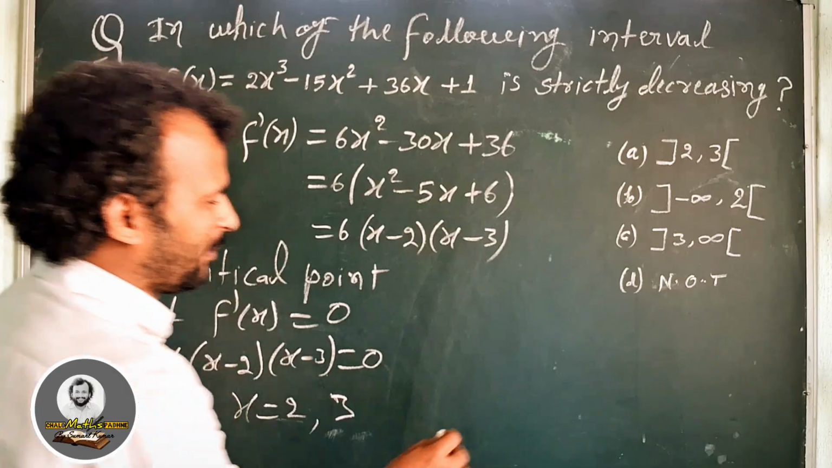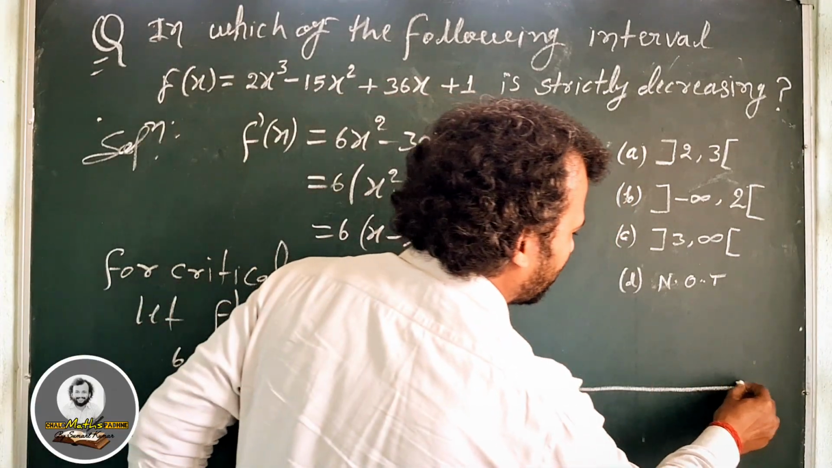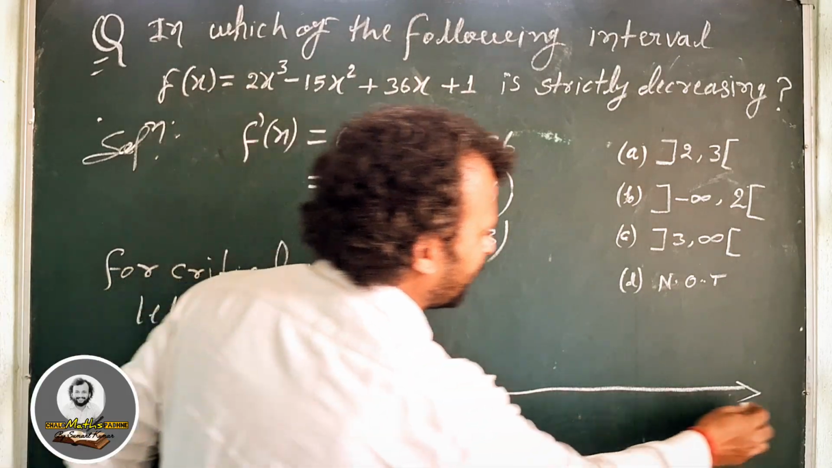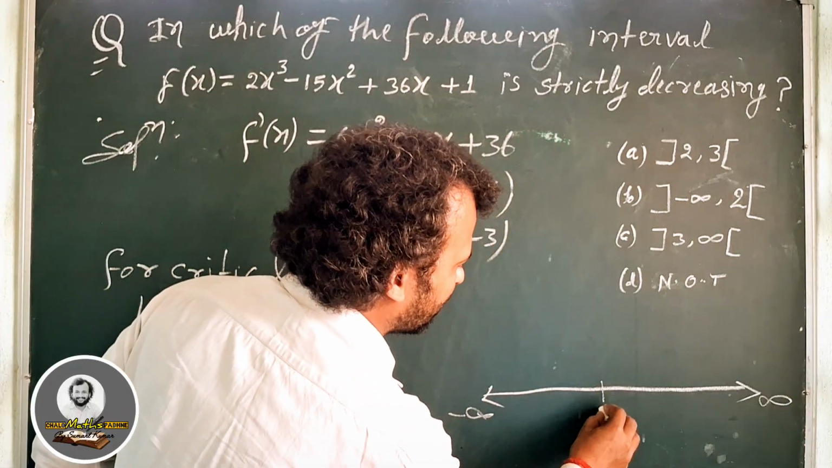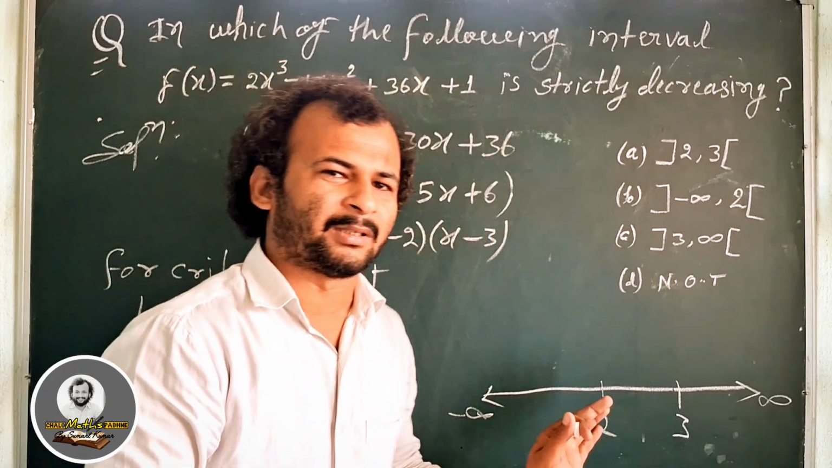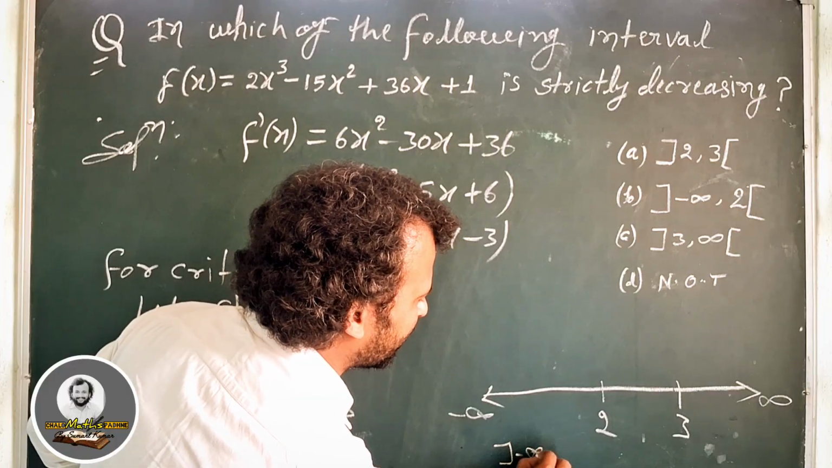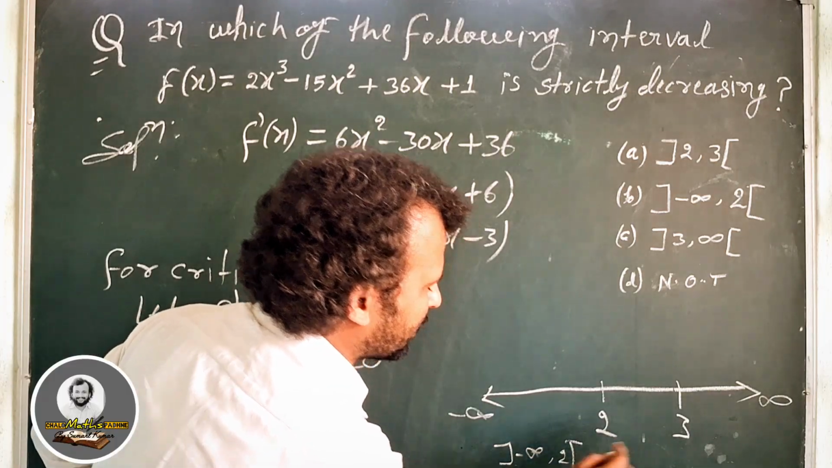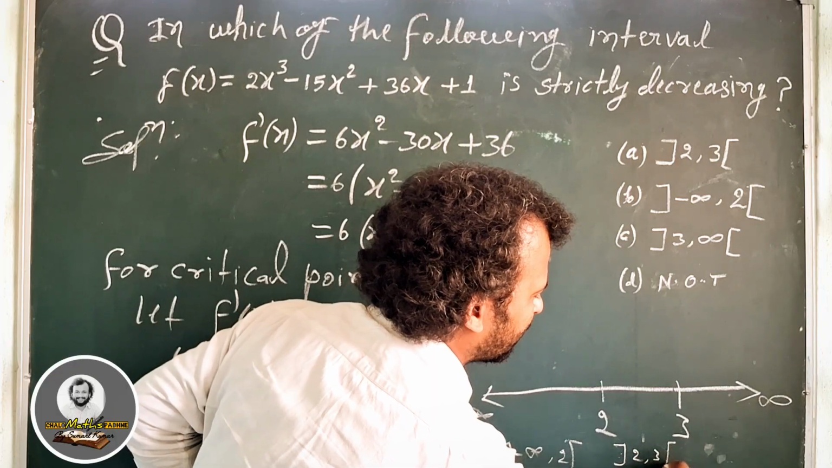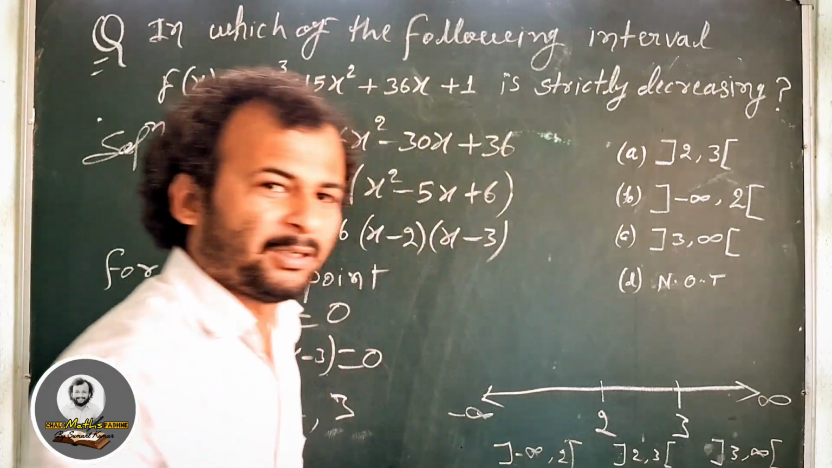Now we draw a straight line, and represent numbers on it, minus infinity to infinity. Take here 2 and here 3. We have three intervals here. First interval is open interval minus infinity to 2, and second interval is open interval 2 to 3, and third interval is 3 to infinity, open intervals, right?